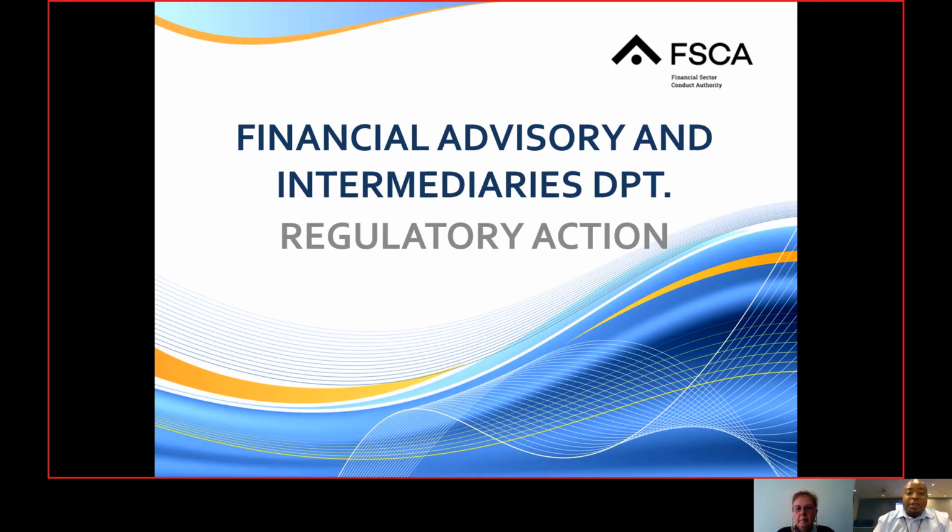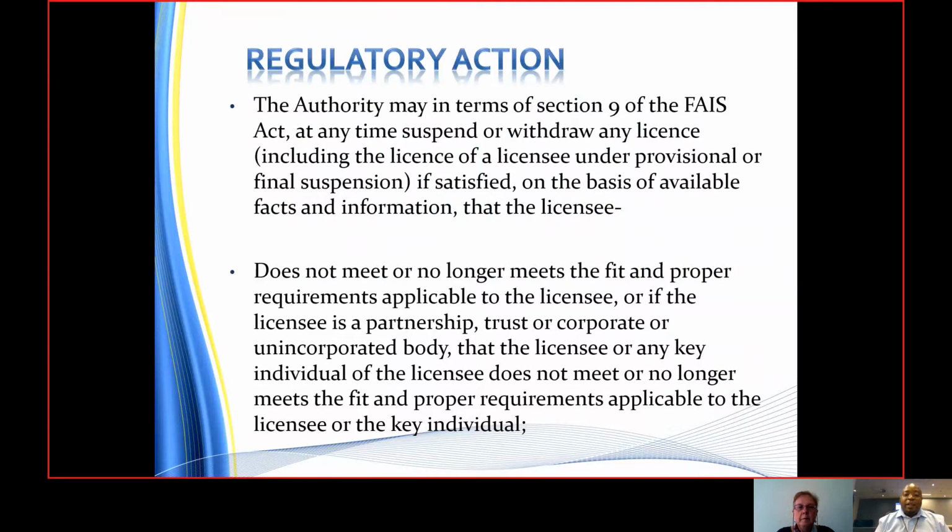So I will start with explaining the provisions that the FSCA takes regulatory action on. The regulatory action I will be discussing today is in terms of Section 9 of the FAIS Act, which states that the FSCA may, at any time, suspend or withdraw any license if satisfied, on the basis of available facts and information, that the licensee does not meet or no longer meets the fit and proper requirements, or the only key individual or all key individuals of the licensee no longer meet the fit and proper requirements.